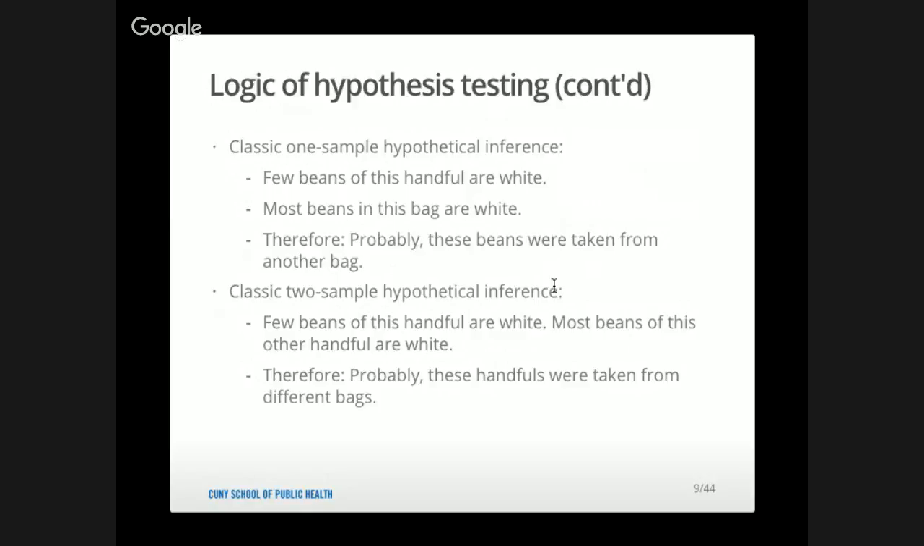And the classic two sample inference would be you have two handfuls, and in one of them most of the beans are white, and in another one, most are black. So you're unlikely to have drawn those from the same bag. Not impossible, because if it's a random sample, there's always a chance that you just happened to get a cluster of white or black beans. But this is what inference is about. We would infer that it is unlikely in these situations.